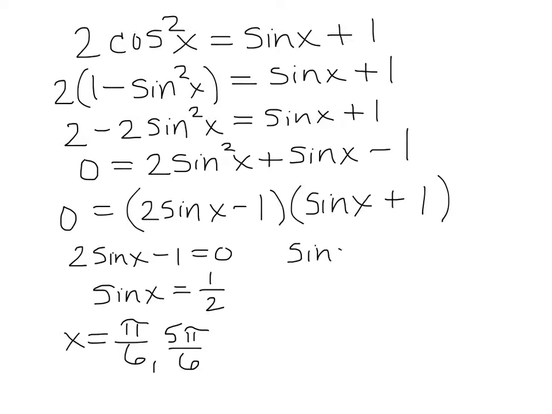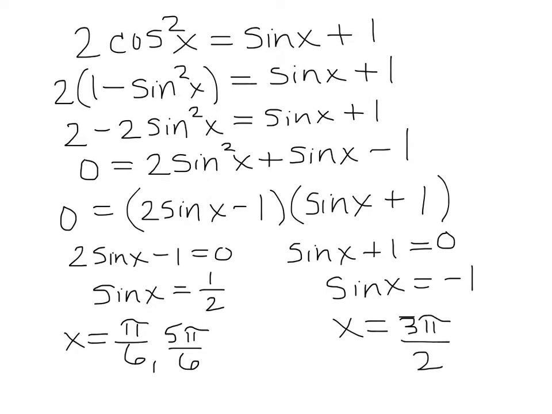Now we have to finish the other half of the equation. We set the sine of x plus 1 equal to 0. We subtract 1. Therefore, sine of x equals negative 1. Where does the sine of x equal negative 1? This is a quadrantal angle. This occurs when x is equal to, not negative, but just 3 pi over 2. Therefore, you have 3 solutions to this equation. X could equal pi over 6, 5 pi over 6, or 3 pi over 2.